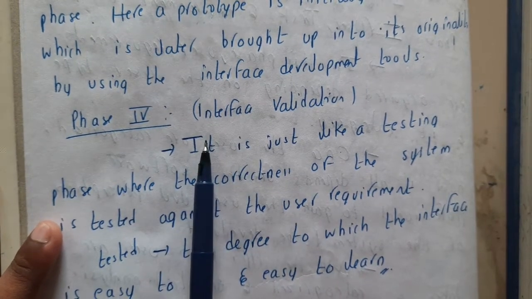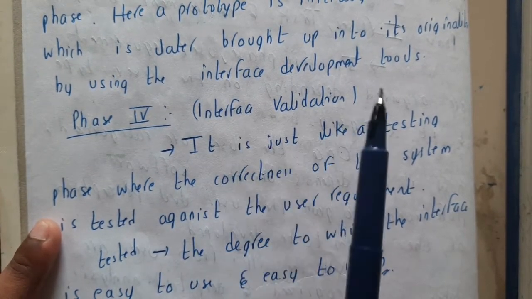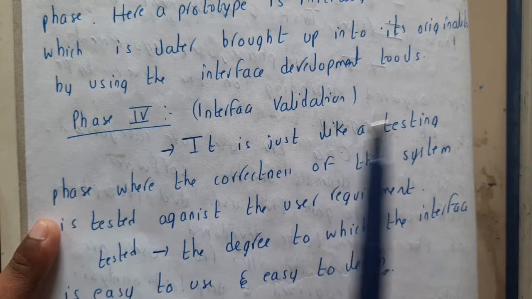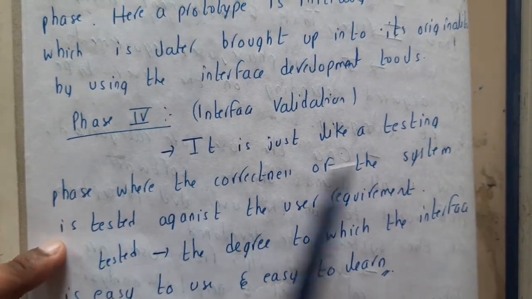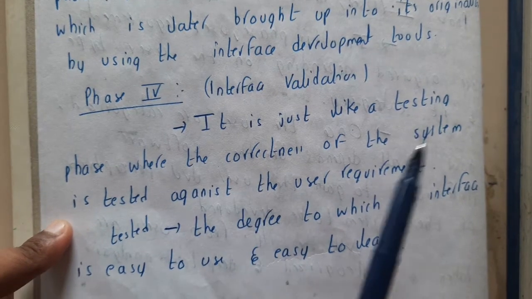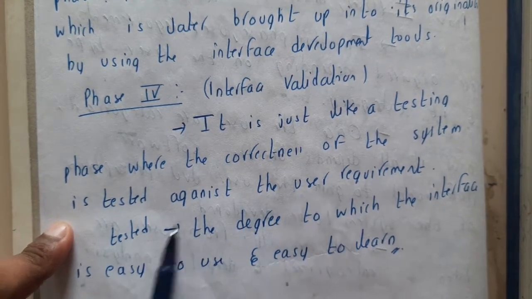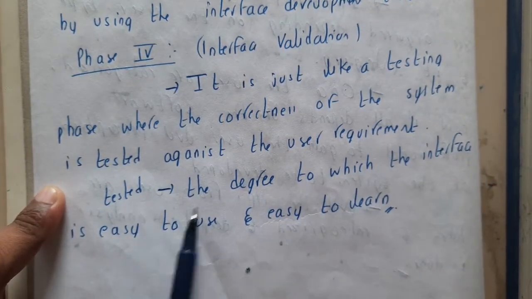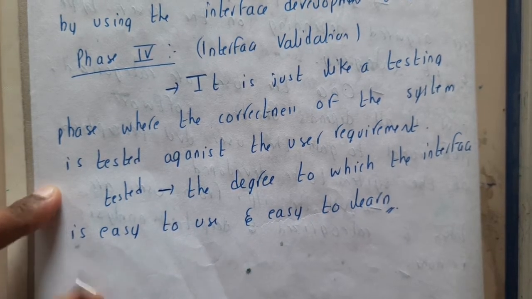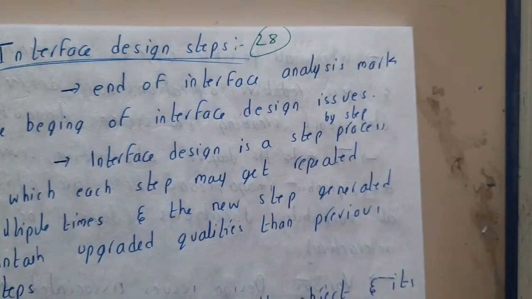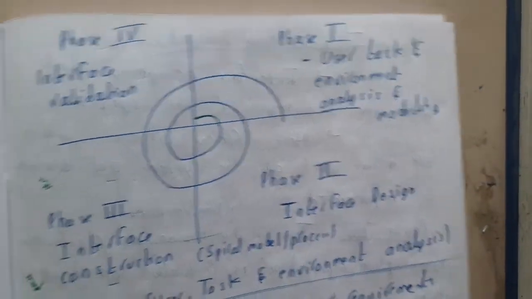In validation you'll be testing it, like whether it is according to the customer requirements or not. You'll be testing those things, and finally you'll be confirming the user interface. It is just like a testing phase where the correctness of the system is tested against the user requirements. Tested is nothing but the degree to which the interface is easy to use and easy to learn, right? I hope everyone got a small idea on the 4 steps of the spiral model, guys.